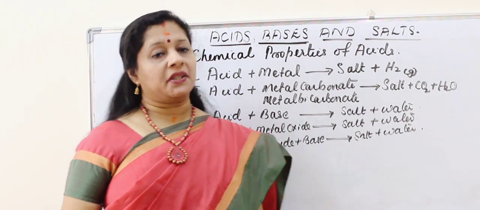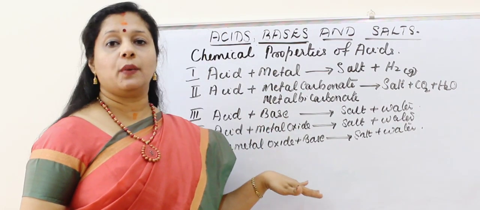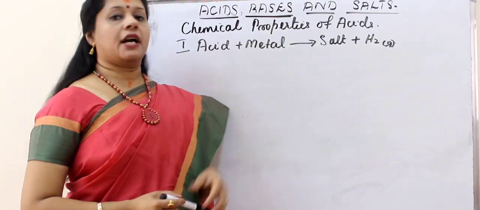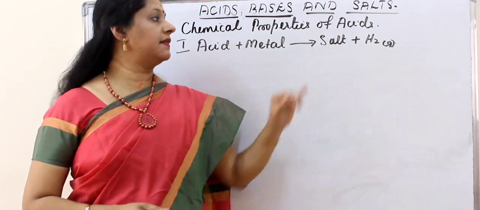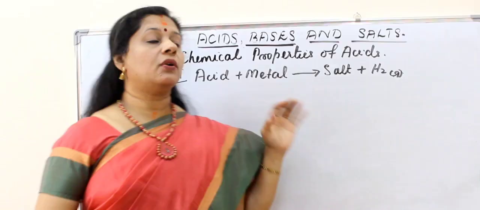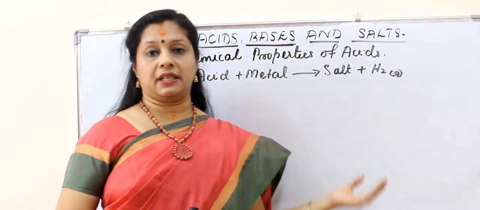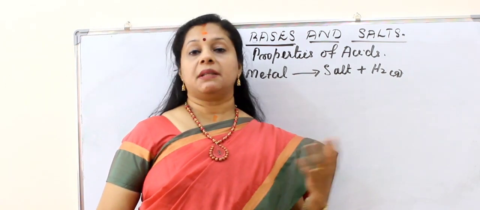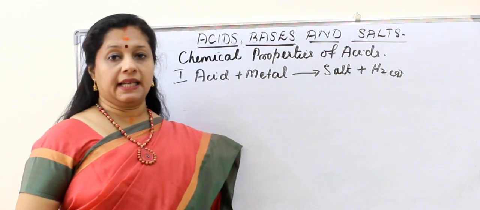Now we have to see each reaction with its examples. First reaction is acid plus metal gives salt plus hydrogen. A typical example of this reaction, if you remember the previous chapter, in the previous video we took some zinc granules.